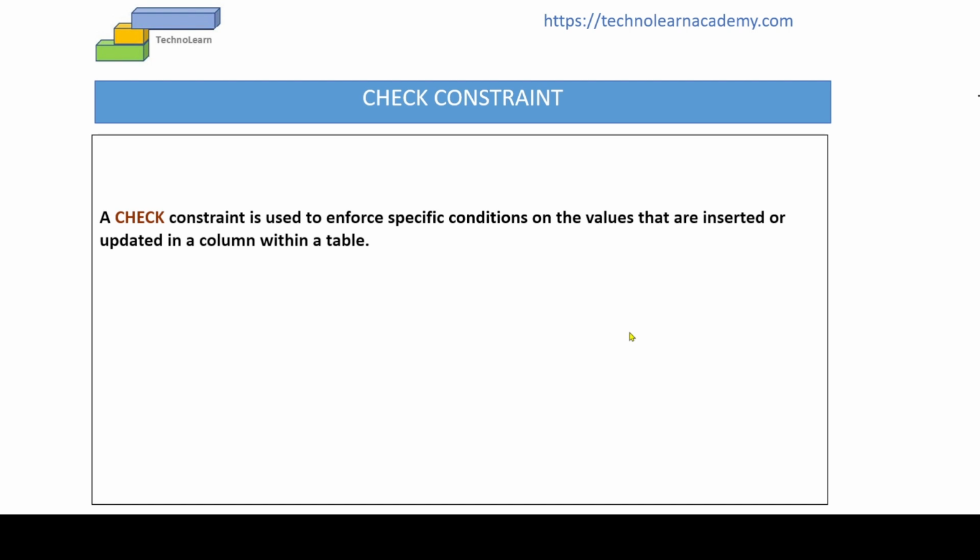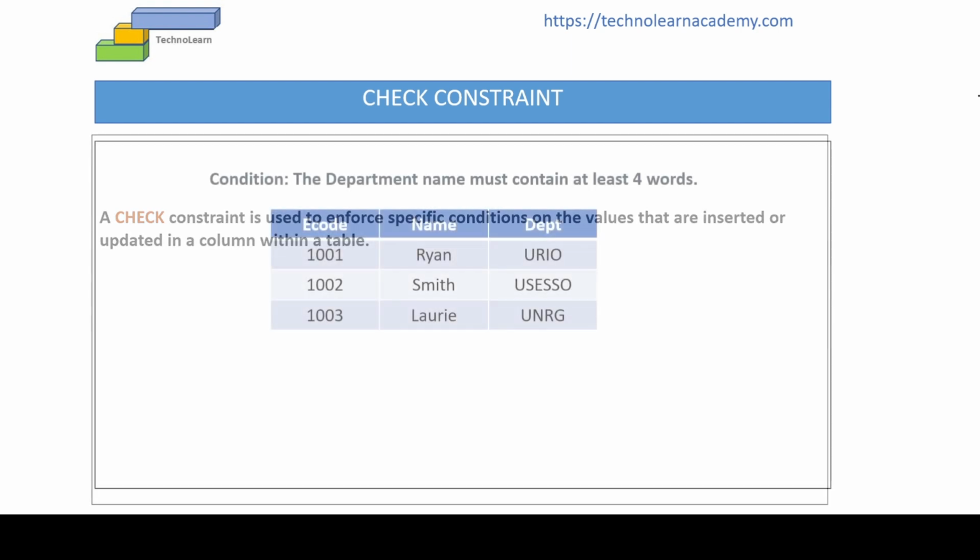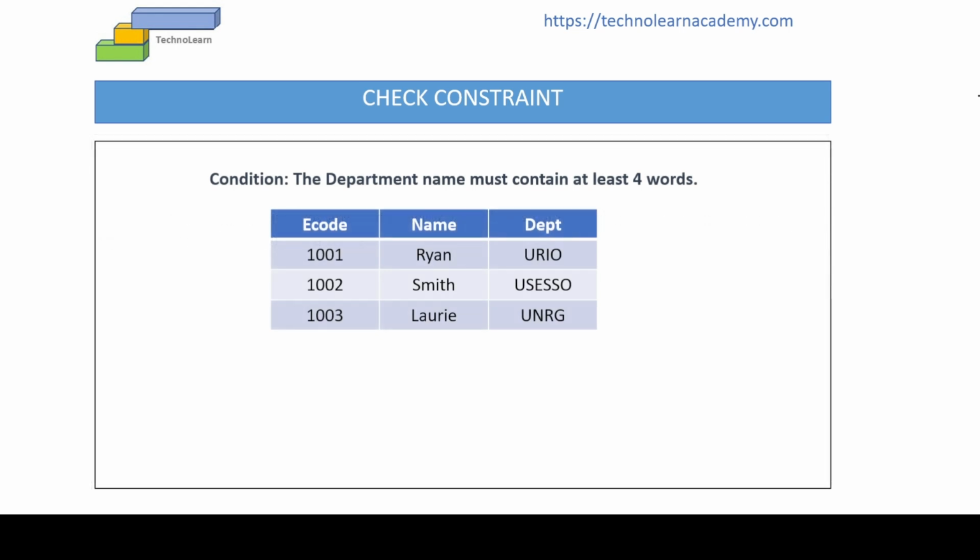Welcome to TechnoLearnAcademy. In this lecture, we are going to discuss check constraint. A check constraint is used to enforce specific conditions on the values that are inserted or updated in a column within a table. Let's understand the check constraint with the help of the given table.